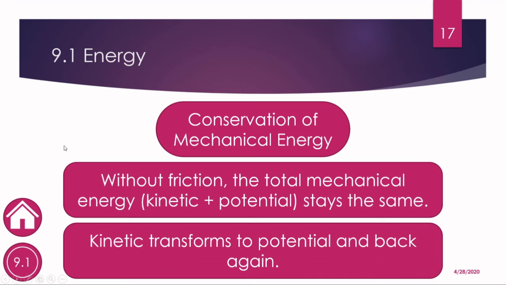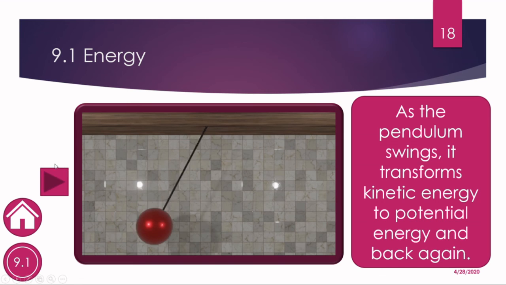Now, remember we said that energy is conserved, and if we take away friction, then mechanical energy is also conserved, which means as an object moves through space or through the air, it will be transforming potential energy into kinetic energy, but the total amount of mechanical energy will always stay the same. So if it loses kinetic energy, then it will gain potential energy, or if it loses potential energy, then it will gain kinetic energy.